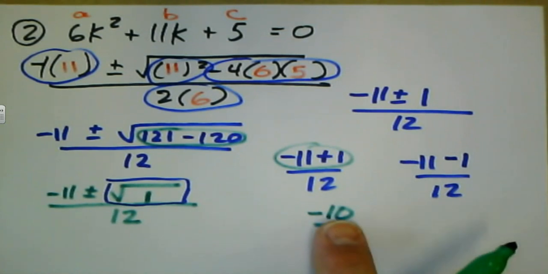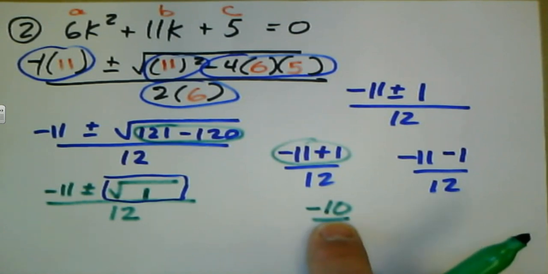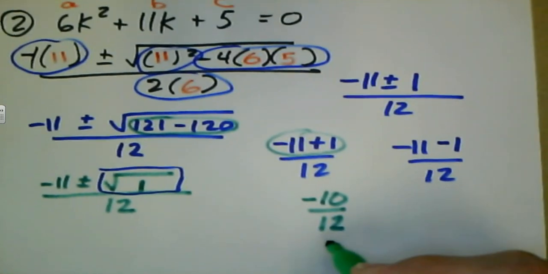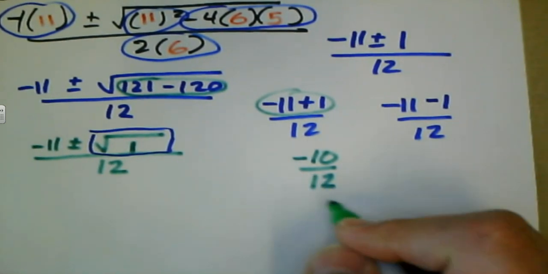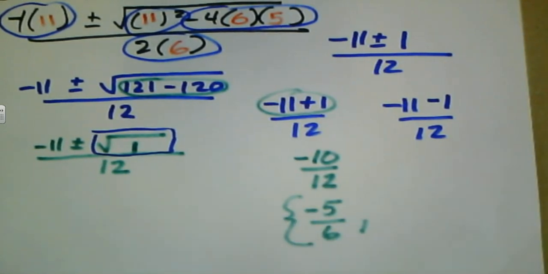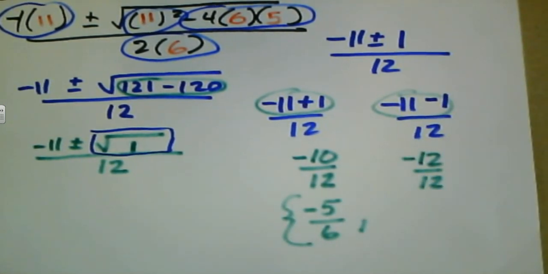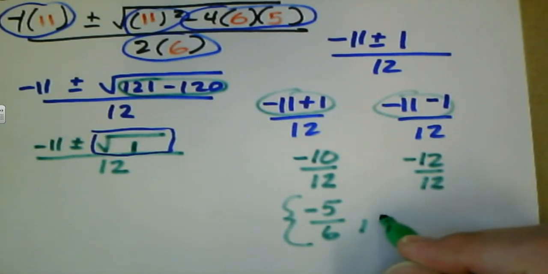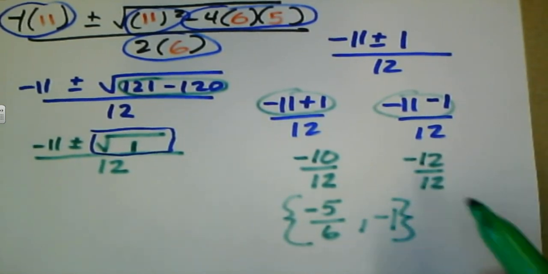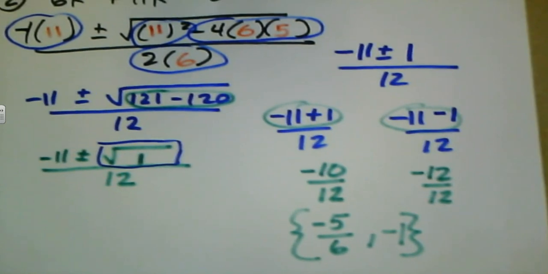And if you want to do that, that's easy in your calculator, right? Because when you do negative 11 plus 1, you're going to get negative 10. Then just divide by 12, and you're going to get what? Negative 5 over 6. And then negative 11 minus 1 is negative 12 over 12. And negative 12 over 12 is negative 1. I need a new green marker. And I check my answer on the back, and yes, I did it correctly.